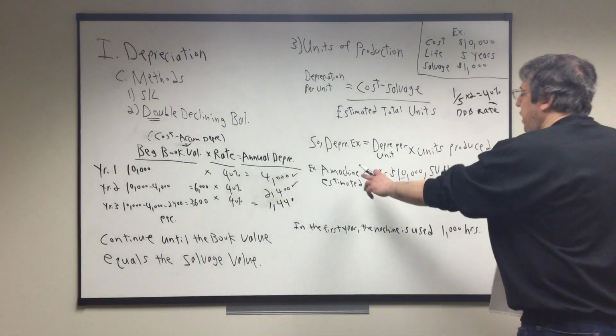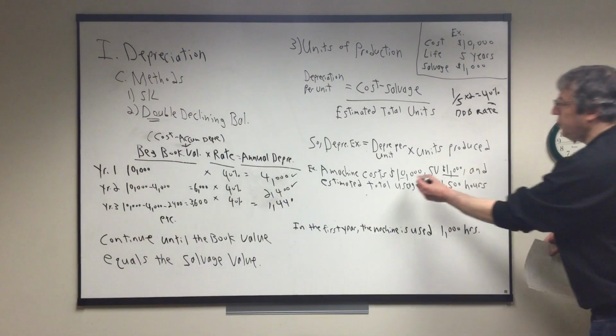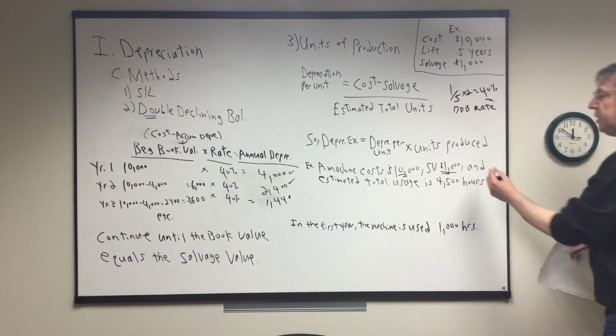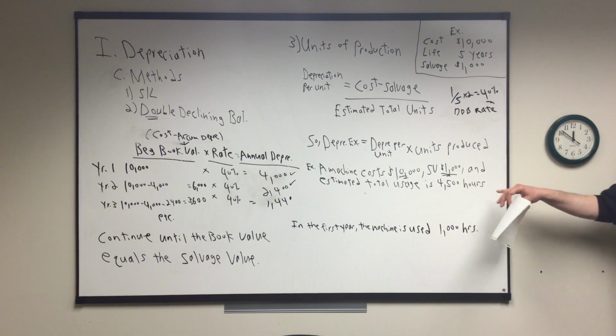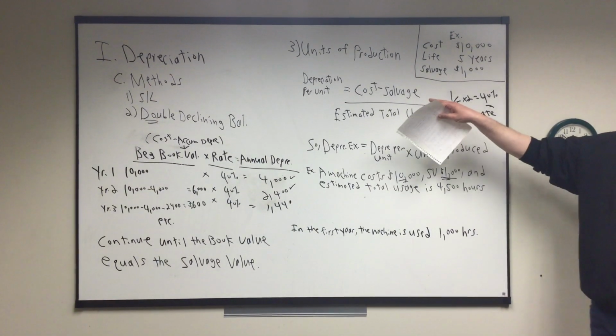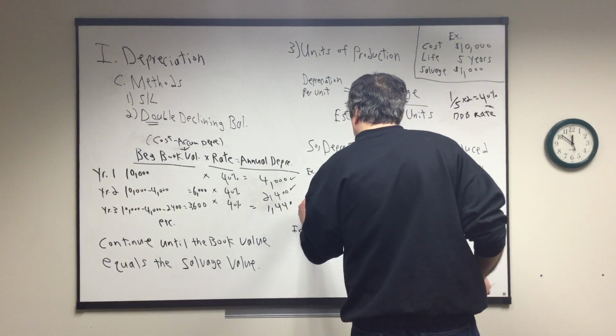In our example, we have a machine that costs $10,000. The salvage value is $1,000. So we have a cost of $10,000. We have a salvage value of $1,000. And the estimated total usage is 4,500 hours. All right, the first thing we need to do is depreciation per unit. So we have depreciation per unit.